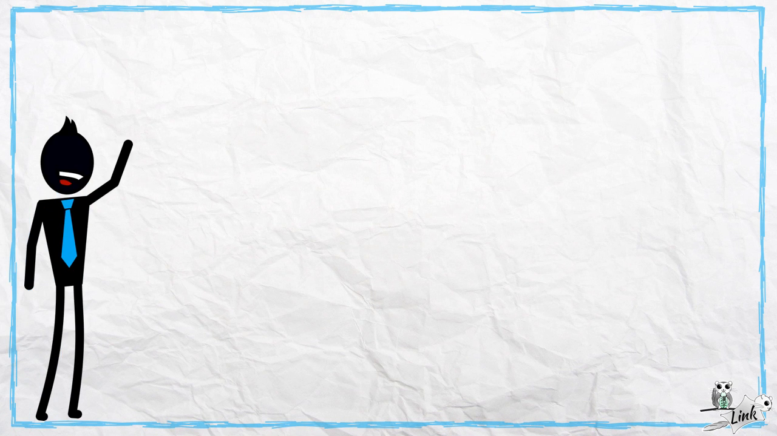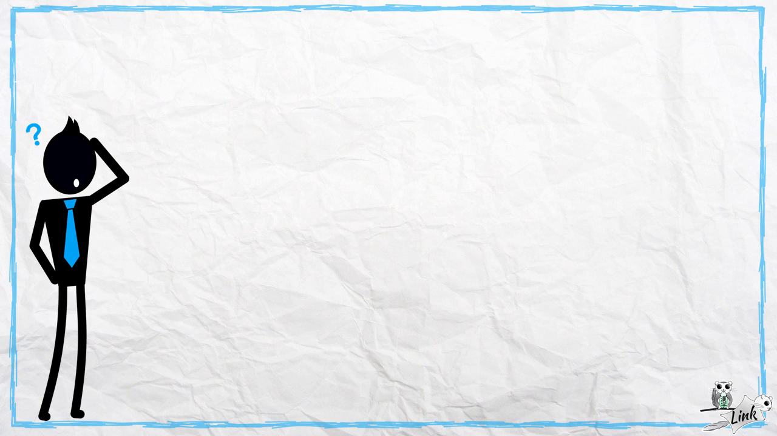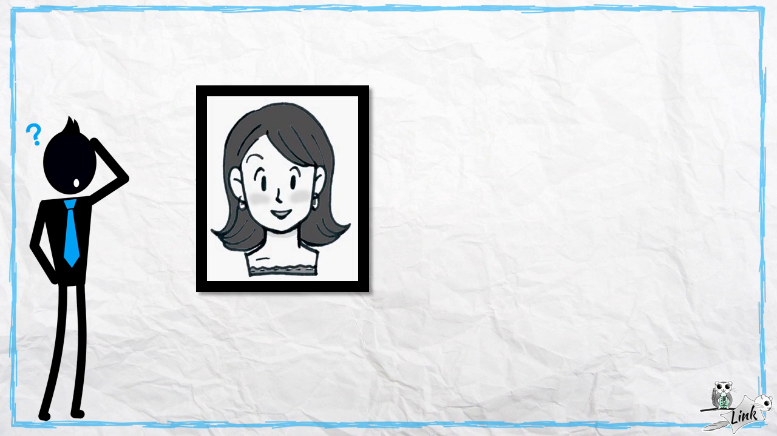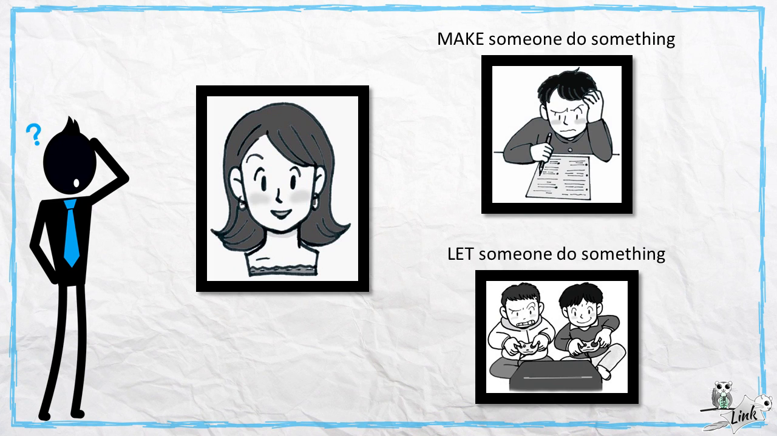In this video, I would like to explain how to make the causative form of verbs in Japanese. But wait a second, what does causative mean? Okay, let's imagine a mother. She has a tough job because she always has to make decisions. For example, should she make her son study or let him play video games? No matter what she chooses, to make someone do something or to let someone do something is expressed with one form in Japanese, the causative form.